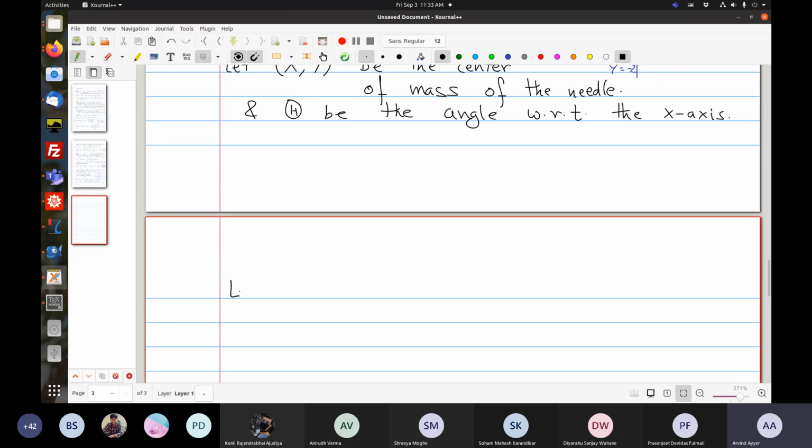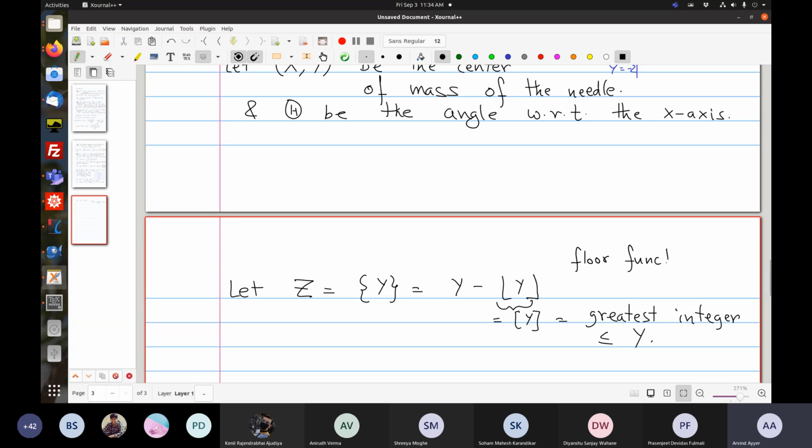And now let Z be the fractional part of Y, which by definition is Y minus floor of Y, which some of you might have seen as box Y, the greatest integer function. Sorry, there should be floor. So this is called the floor. The reason one doesn't like the box notation is that one often wants the ceiling also, which is the smallest integer greater than or equal to Y, and so on. So it's better to distinguish the two, so we use the floor function. Okay.